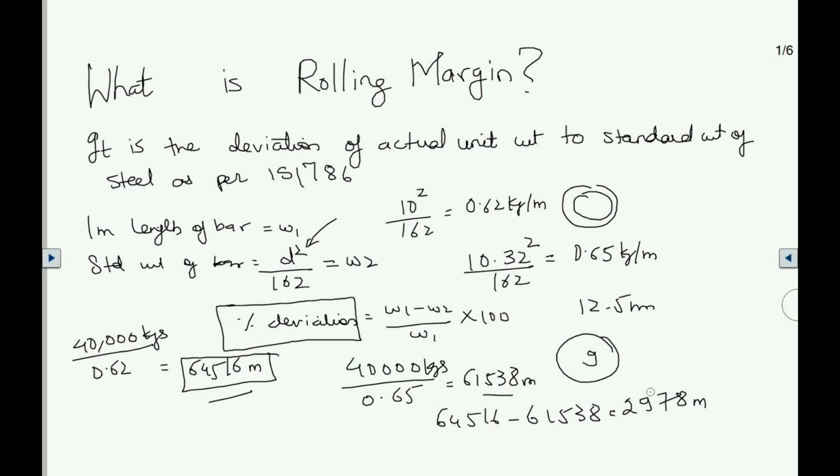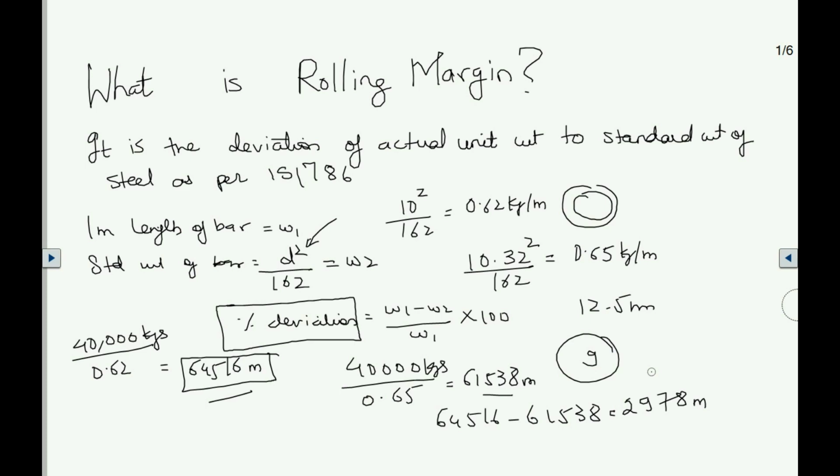This will be a problem because you have already done the quantity survey for the entire building or construction site, and you had already calculated the length of bar that will be required, but when you ordered it, you are falling short of 3000 meters. So you'll have to order this length of bar again, which will eventually increase the cost of the project. So that's all about rolling margin, and I told you how to calculate the percentage deviation.